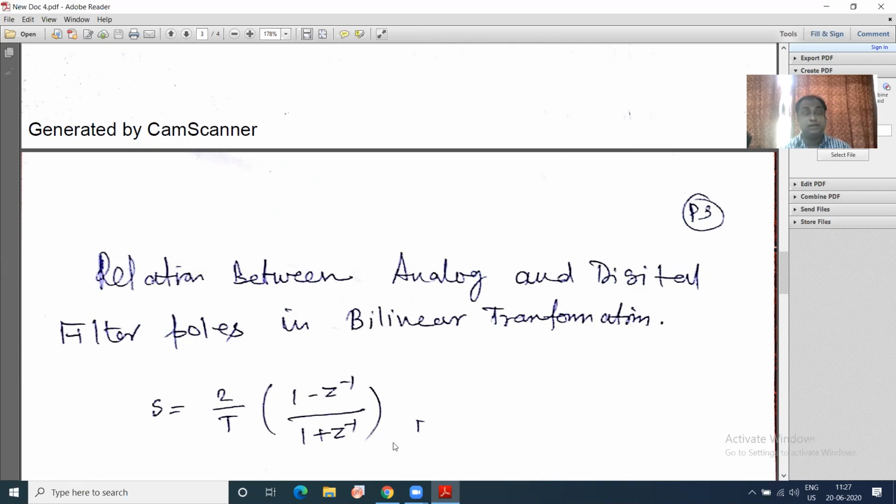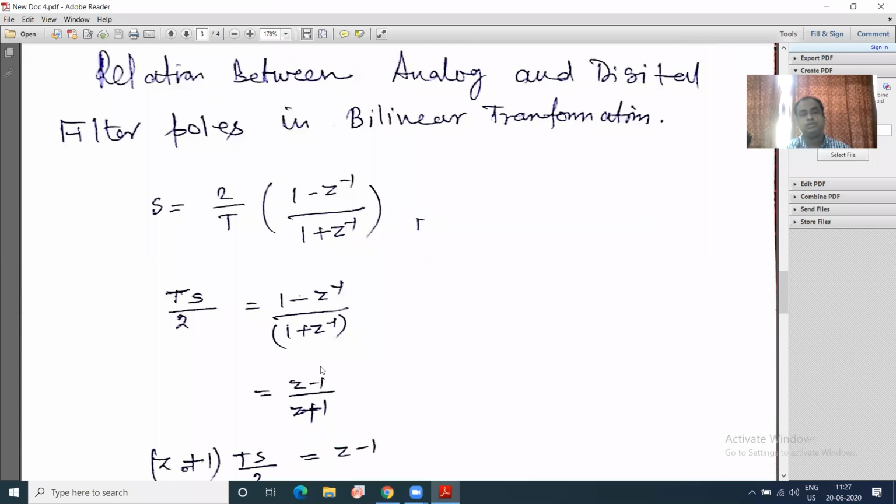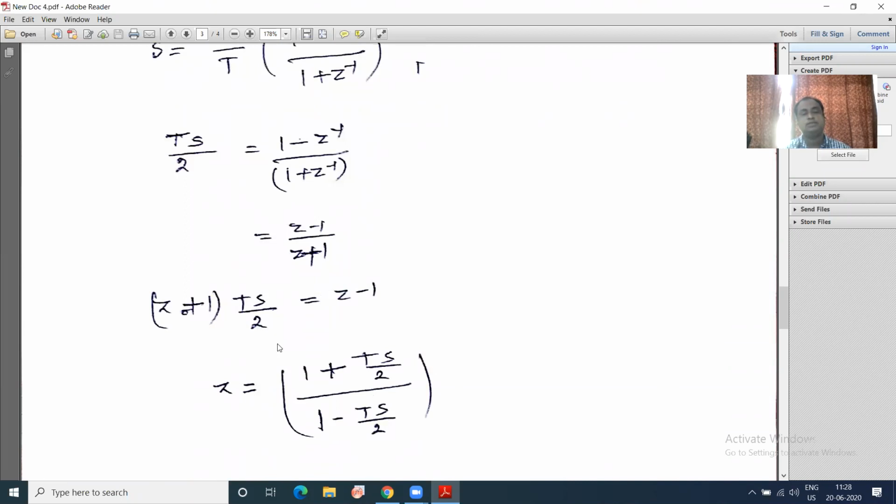Okay. Now, from this, if you calculate Ts, if I write Ts by 2 equal to (1 minus z inverse) by (1 plus z inverse), then if you further simplify, it will be (z minus 1) by (z plus 1). So (z plus 1) into Ts by 2 equal to z minus 1. I can calculate z equal to (1 plus Ts by 2) by (1 minus Ts by 2). Is it all right? Yes, sir. Because the same thing I have simplified. So this is a relation which will relate two things, S and Z. S and Z are related by this equation. All right.